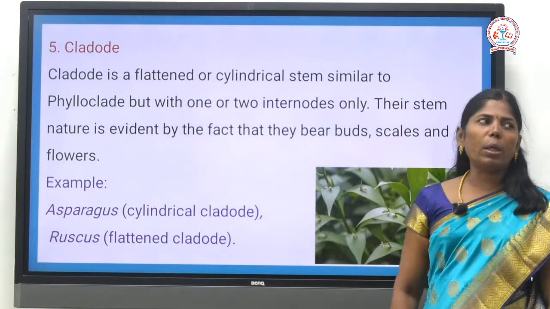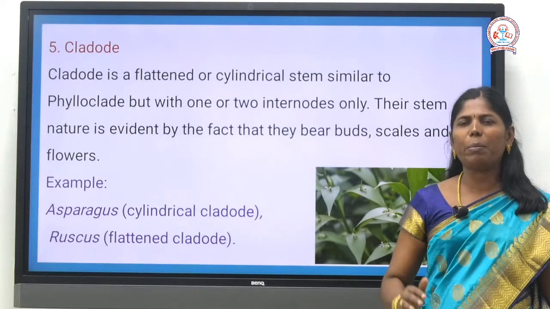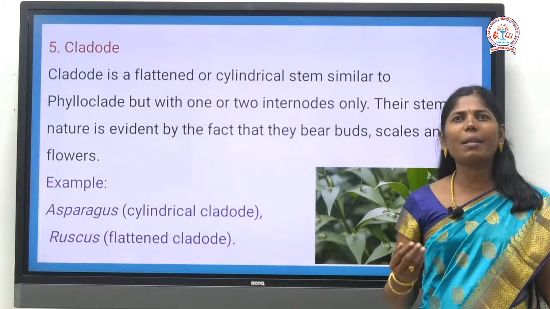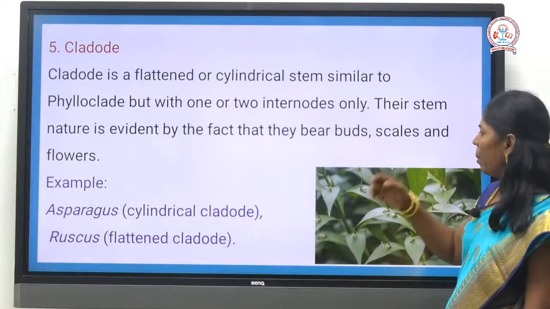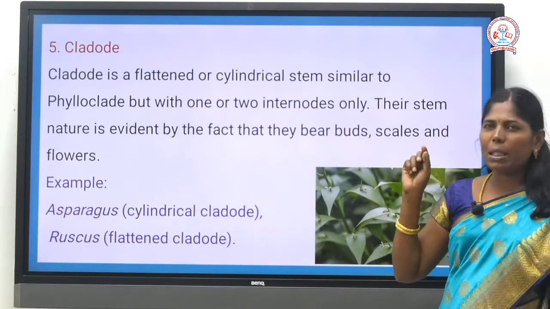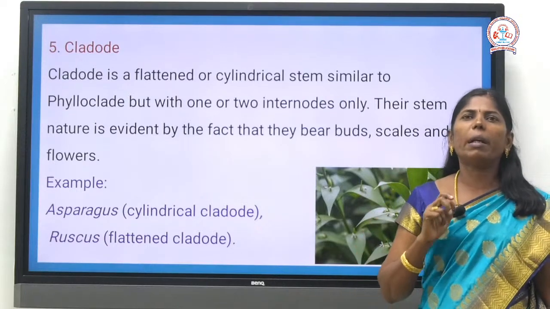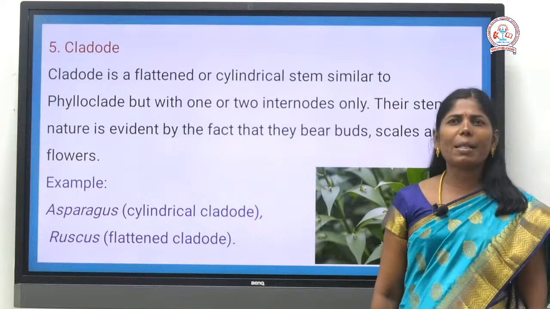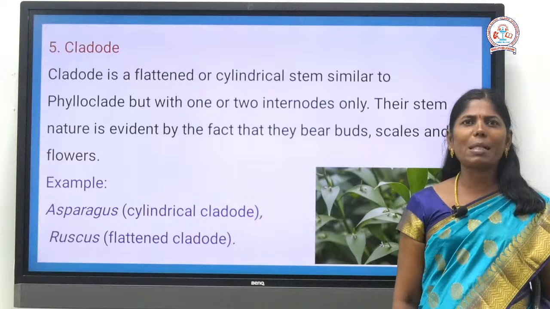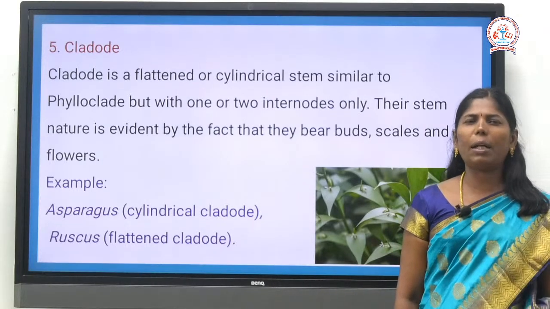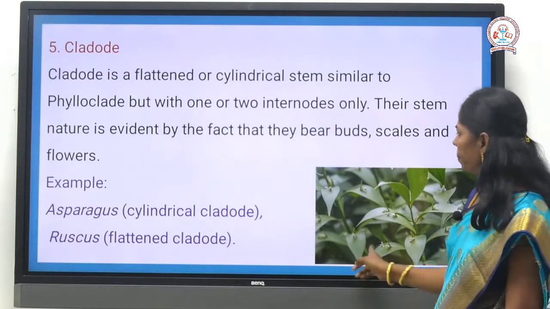So what is a cladode? What is the difference between the phylloclade and cladode? The cladode is also a stem modification. There is a flattened or cylindrical stem similar to the phylloclade, but with one or two nodes only present. Here we see many nodes, and each and every thorn region is a node, but here the nodes are totally reduced. Example for that is asparagus and another one is ruscus. Both of them are cylindrical. One is a cylindrical cladode, another one is flat, and ruscus is nicely flat, so we call it a flat cladode.